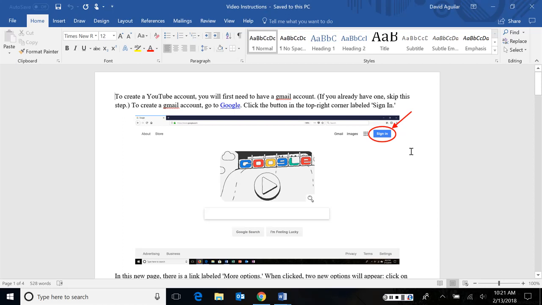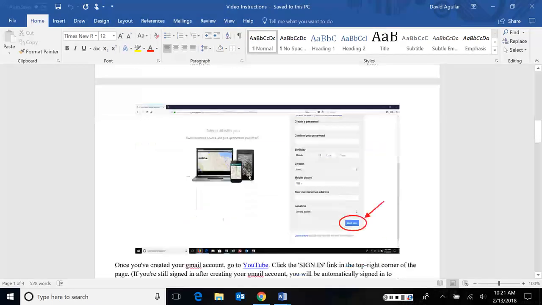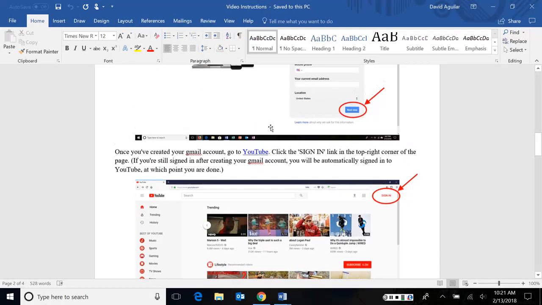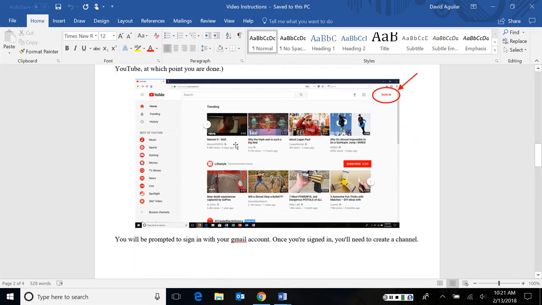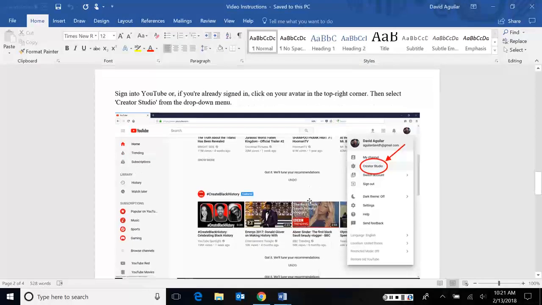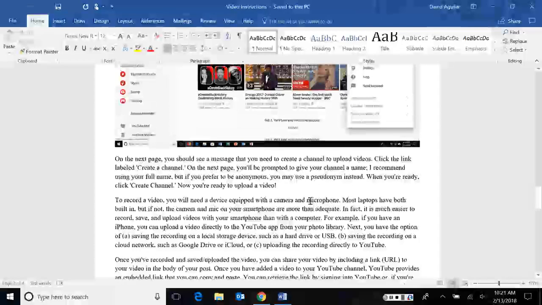To have a YouTube account, you need a Gmail account first, since they're linked. So I have instructions here for how to create a Gmail account, and I added pictures here so that you were able to do it. But once you create a Gmail account successfully, then you can just sign into YouTube with that Gmail account, and be able to start creating videos immediately.